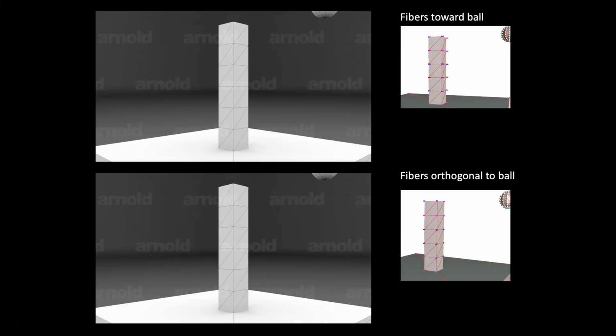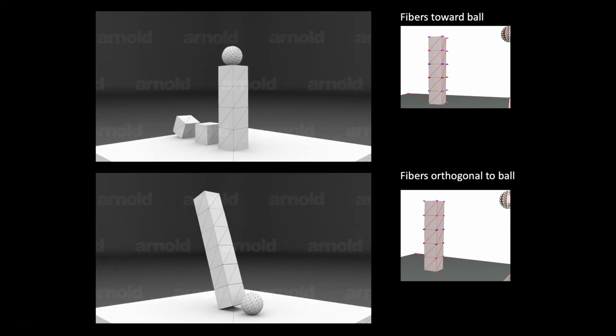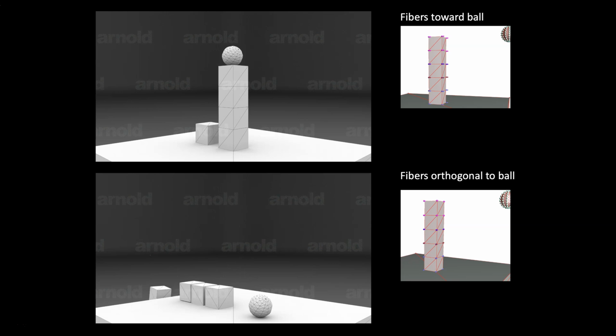Let us look at some examples. Here I show a tower. I can control the impact behavior by changing the fiber directions. The column on the right shows the different fiber directions. Observe that I can make the top come clean off or distribute the impact to the whole stack.